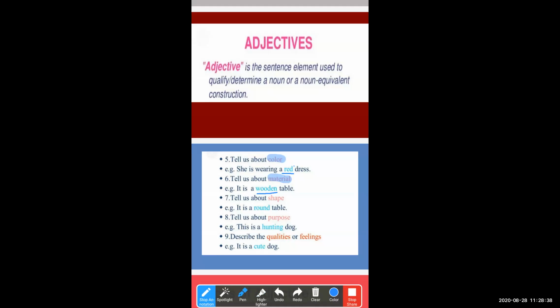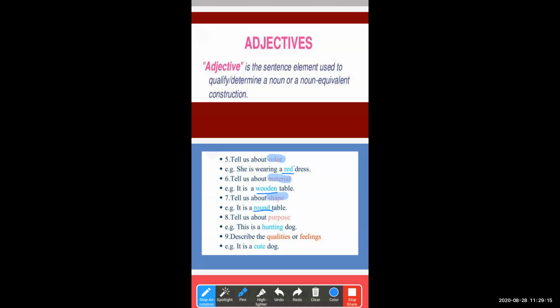Now tell us about the shape. Okay, so see the sentence. It is a round table. Round. There are different shapes of table. It can be rectangular, it can be triangular, it can be a circular shape of table. But here it's clearly mentioned, round table. So that means they're describing the table, and which word did they use? Shape, round table. So this word also comes under the adjective.